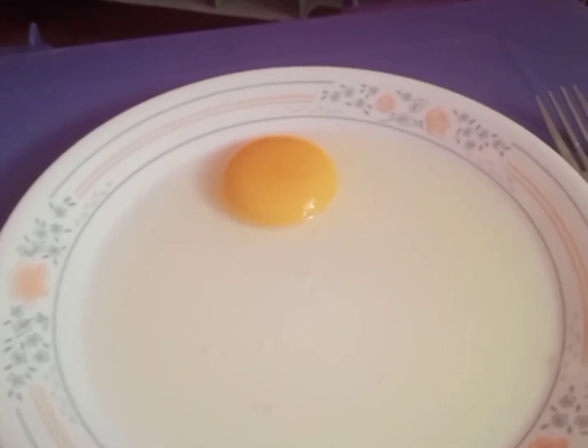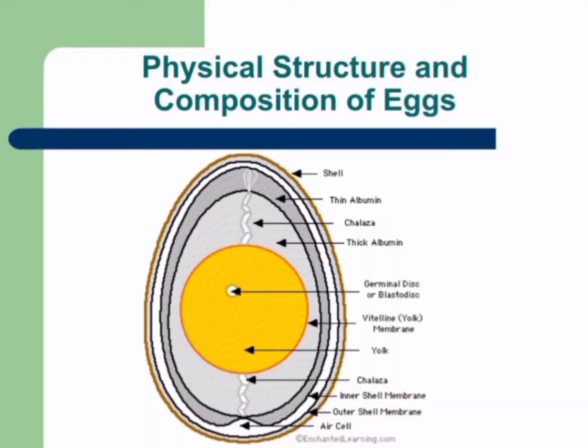As you can see, we only have the shell, germinal disc or blastocyst, inner shell membrane, outer shell membrane, and air cell left. So this is all the remaining parts of an egg that we discussed earlier. So let's start. The shell is the outer covering of the egg, and it holds about 9 to 12% of its total weight depending on the egg size.